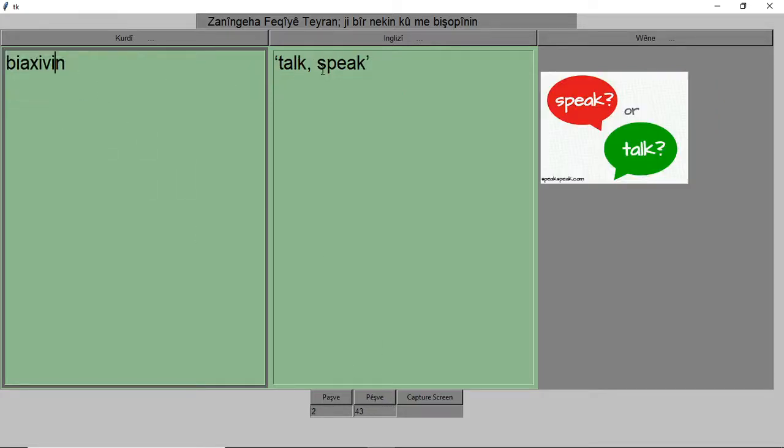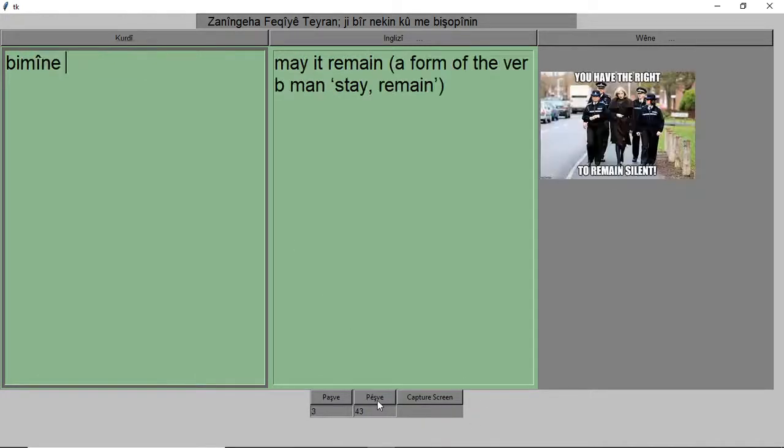Bahaven, talk, speak. Also, kase. Kasekren is also talking. Qısakırın, bağıvın, talk, speech. Bimine, may it remain. A form of the verb may, stay, remain. Bimine, mayin. It is actually, we can say mayin.